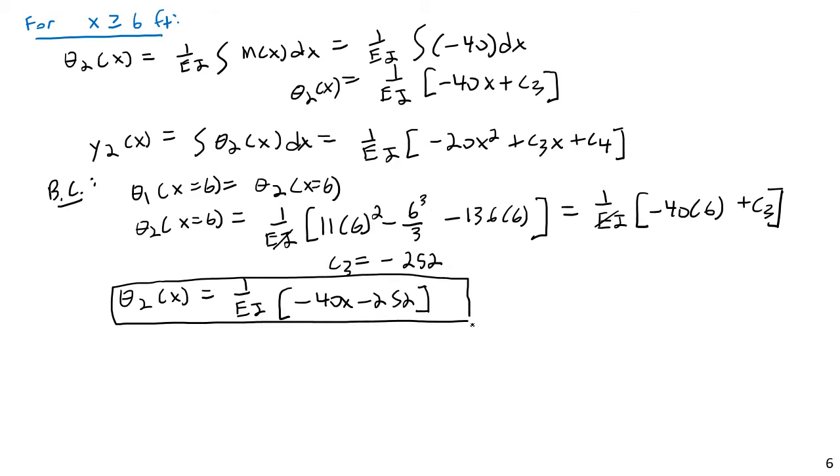Okay, now let's do the same for the y. We now have our equation for theta, which again is the slope as a function of x, and now we want to do the same thing for the deflection. So we're going to do a boundary condition: y1 at x equals 6 is equal to y2 at x equals 6. Again, we're assuming a continuous beam.